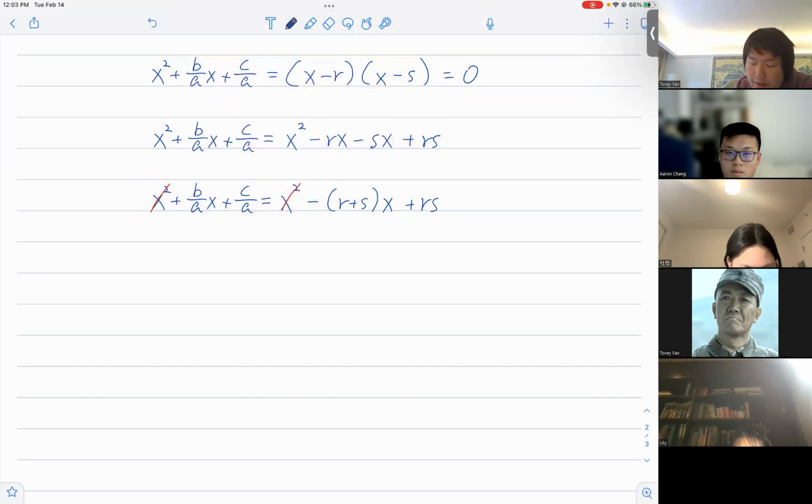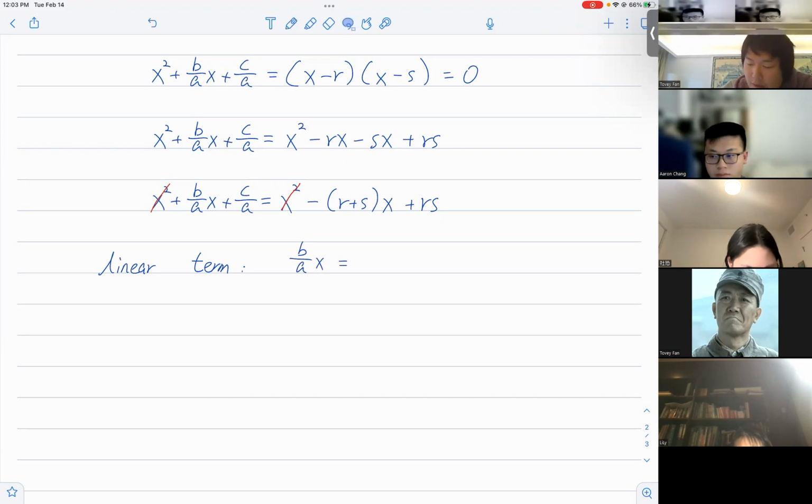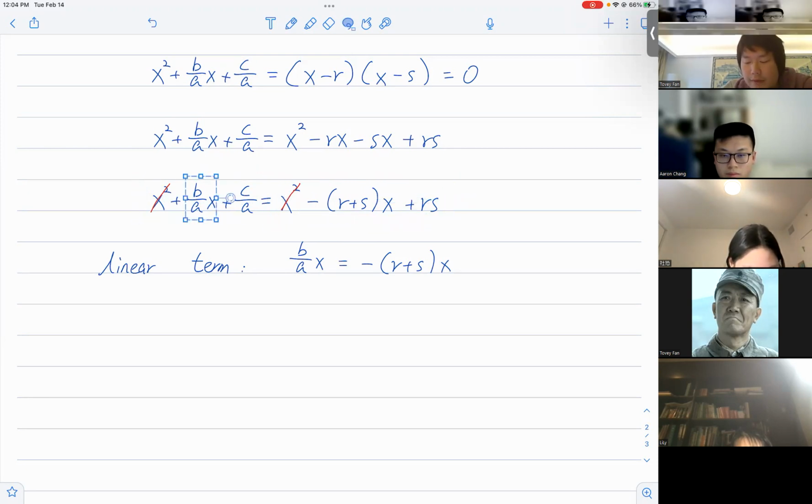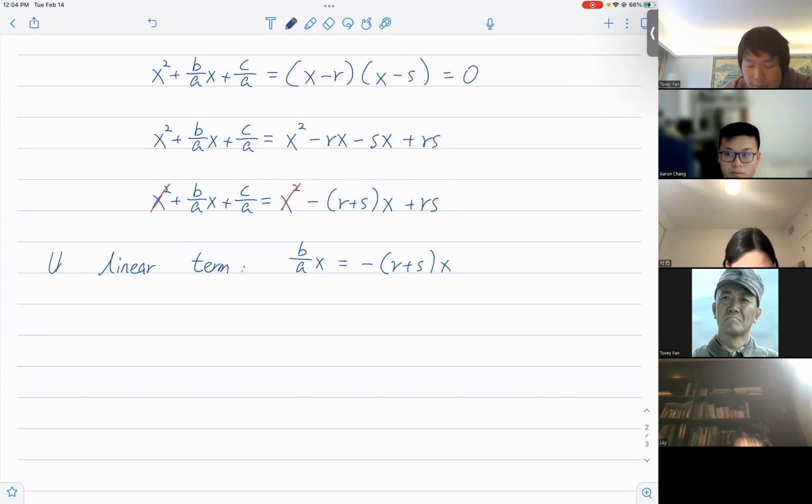Okay, so we open up brackets, and then notice that this is a linear term on the left-hand side, right? So let's write it down. Let's compare the linear term of the left-hand side. The left-hand side is b over a x. The linear term of the right-hand side is minus (r plus s) x, right? Since the left-hand side equals the right-hand side, then of course the linear term of the left-hand side must be equal to the linear term of the right-hand side, because there's only one linear term on the left-hand side, and only a single linear term on the right-hand side. They must be the same. They must be equivalent to each other.